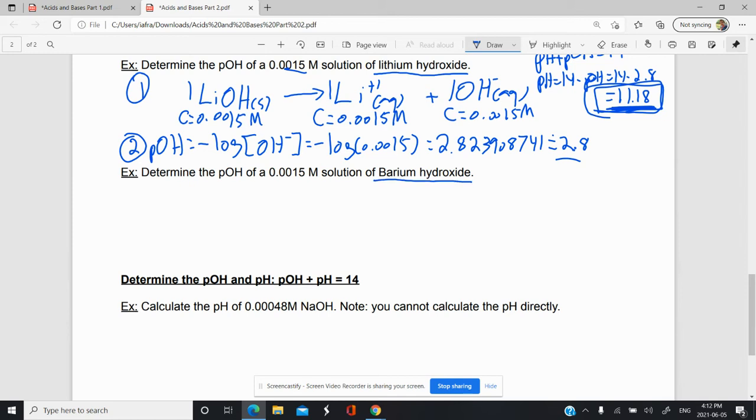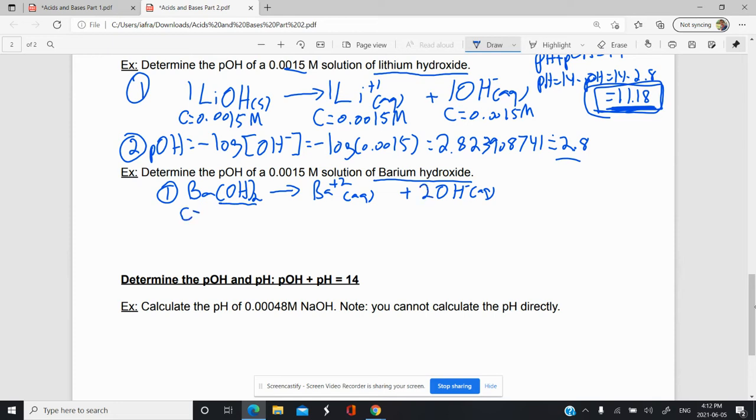So we didn't give you the concentration of hydroxide, we gave you the base. So we have to do a dissociation equation first. So we're going to have barium hydroxide, which is Ba(OH)2. It's a strong base. It's going to become Ba2+ aqueous plus OH- aqueous. And since there's 2 hydroxides here, we have to balance it to put 2 hydroxides there.